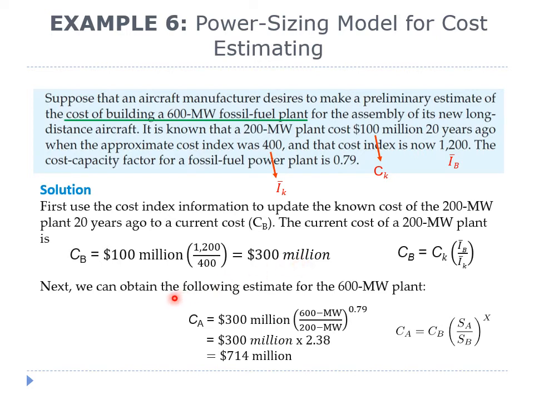Next, we can obtain the following estimate for the 600 megawatt plant with reference to the cost of the 200 megawatt plant, which cost $300 million. Here we insert the cost capacity factor for the power plant, equal to 0.79. With this information, we obtain the estimated cost to be $714 million for building this 600 megawatt plant.